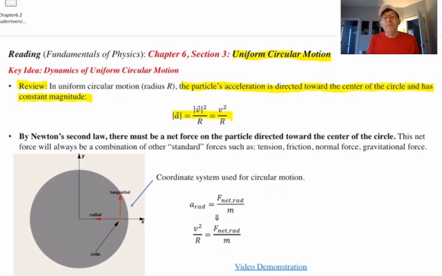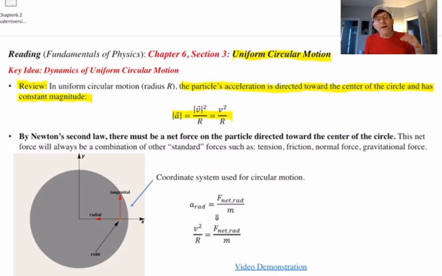Okay? And remember that acceleration arises because as a particle moves in a circle, its velocity direction is constantly changing. And if the velocity is changing, in this case in direction, there must be an acceleration. In this case, the acceleration is directed towards the center of the circle, and this is the formula for its magnitude. Speed squared over radius of circle.